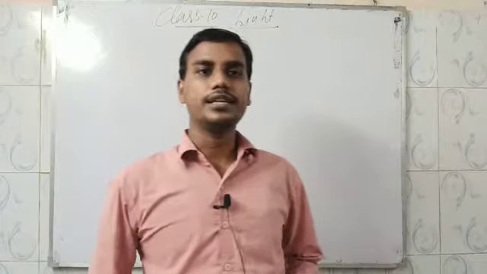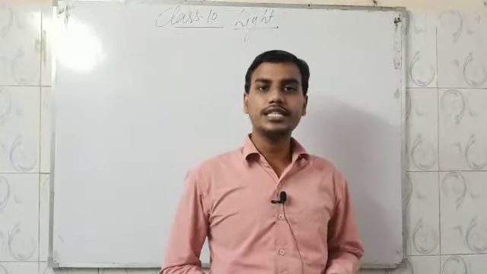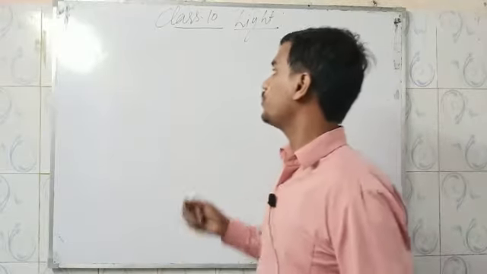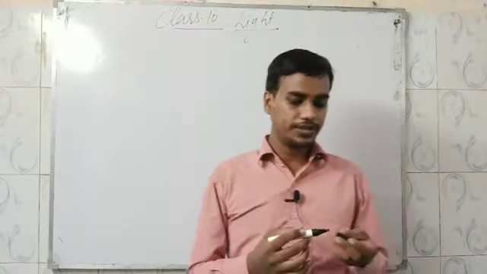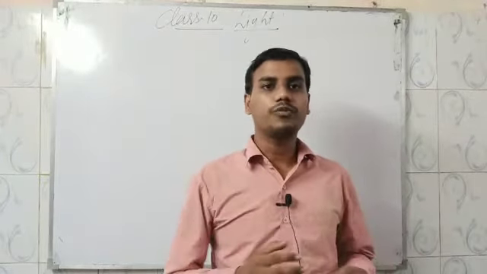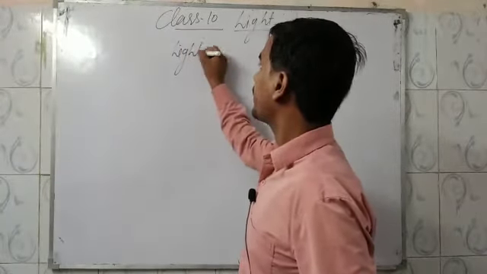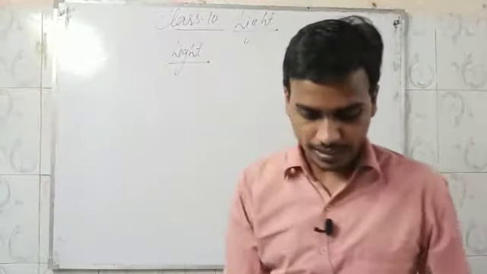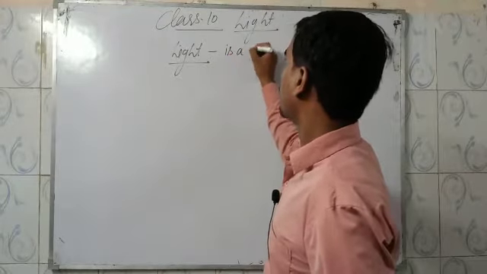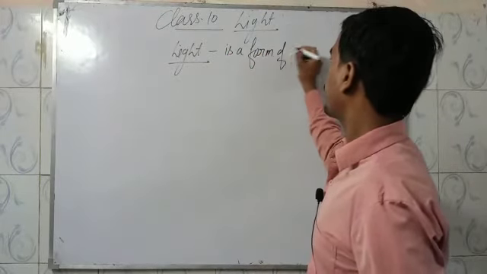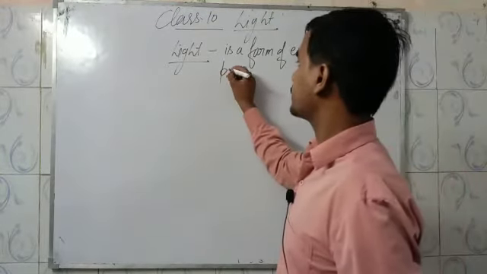So what is light? Light is a form of energy. What is energy? Energy is the ability to do work, through which we can do something, like we walk or run by the energy obtained from food. Similarly, light is a form of energy that provides us vision.